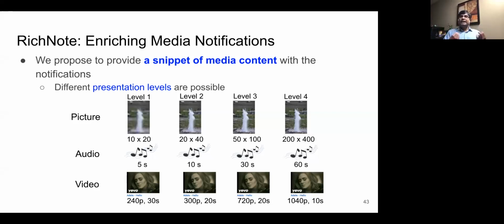So whenever I need to add a media piece with the notification, that media piece can be in different degrees of detail. So now the question is exactly how much detail I want to put to the user. There is a catch here, right? If I want to put a bigger content, then of course it will be expensive. But if I put a very small content, then the user will not be able to evaluate whether he is going to be interested in it or not. So we need to make a balance between these two.